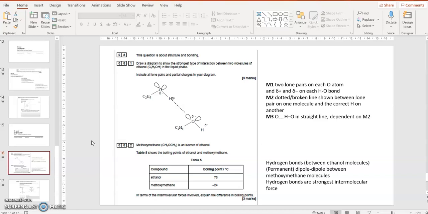Therefore, you'll get something called dipole-dipole attraction, which is stronger than van der Waals attraction, but nowhere near as strong as hydrogen bonds. So your answer is hydrogen bonds in ethanol, dipole-dipole intermolecular bonds in methoxymethane. Hydrogen bonds are stronger than dipole-dipole attractions.